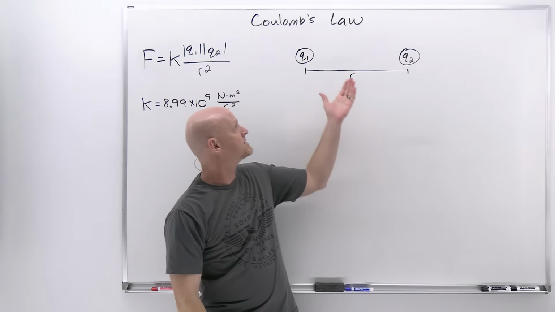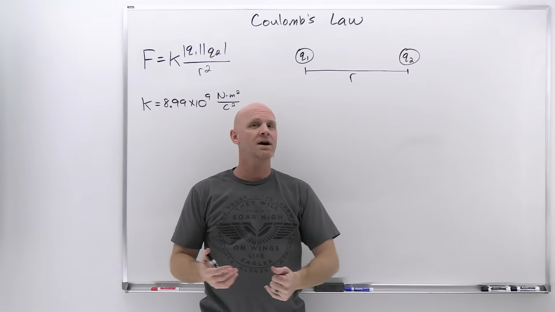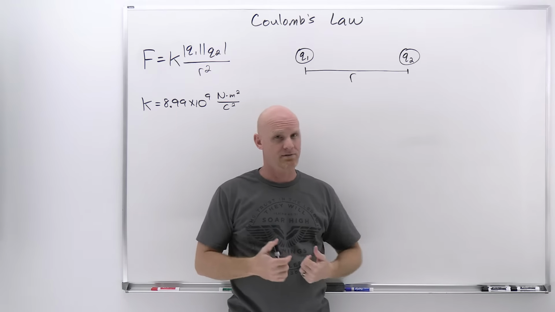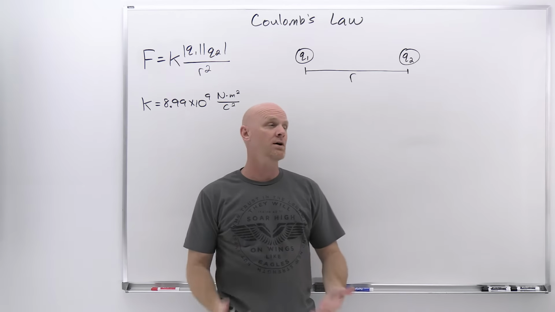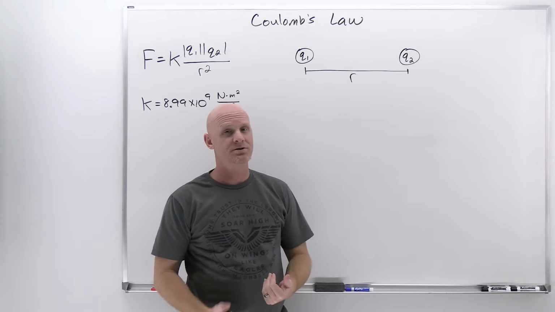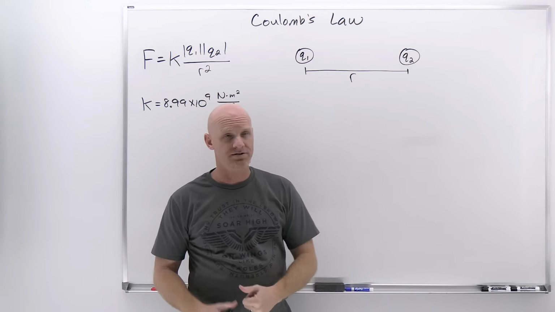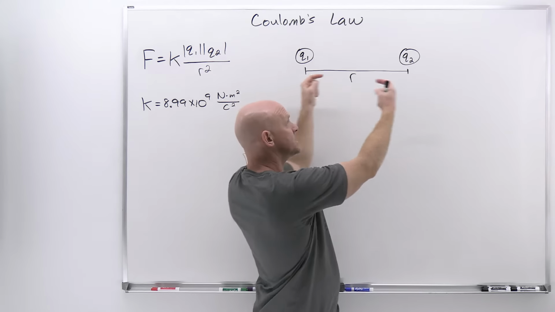So we kind of got this diagrammed here. I've got two charges, Q1 and Q2. They could both be positive, they could both be negative, or one could be positive and one could be negative. Now we know that like charges repel, so if they're both positive or both negative, that's going to be a repulsive force away from each other. But if one's positive, one's negative, we know that unlike charges or opposite charges attract, so it would be an attractive force pulling towards each other.